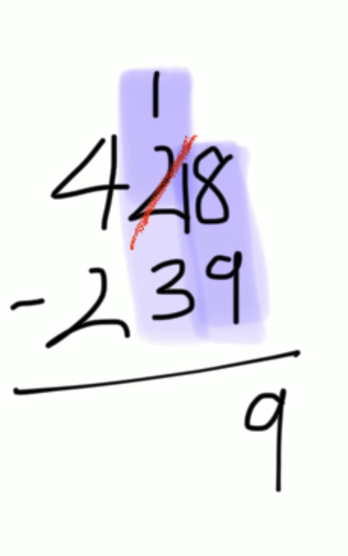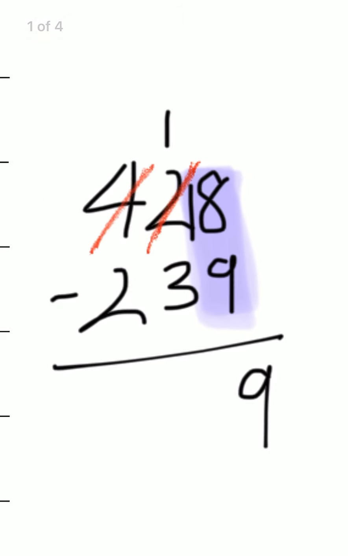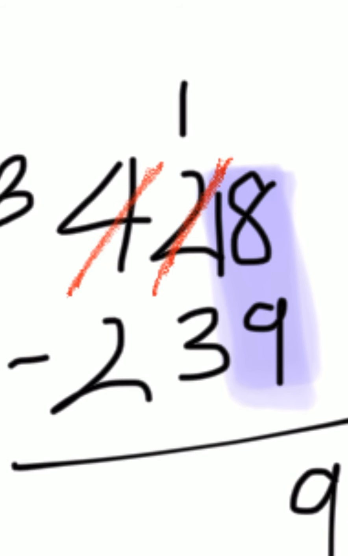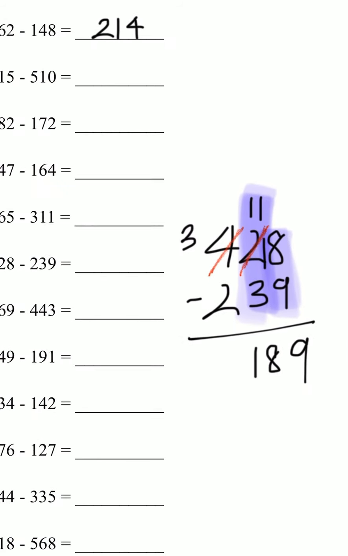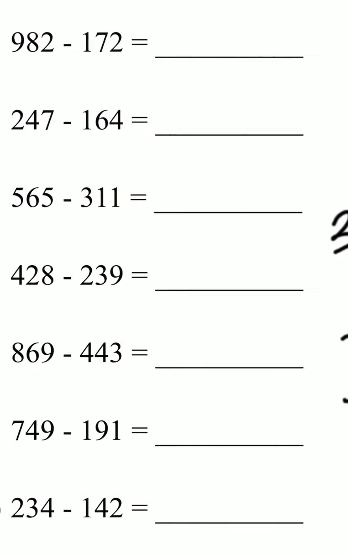1 minus 3, we can't do it, so we're going to borrow 10 from the hundreds place, which is going to make the 4 to 3, and now we're going to add 10 to 1, which is going to be 11. Now we're going to do 11 minus 3, and that is 8. And now we have 3 minus 2, we have 1. So 189 is our answer.